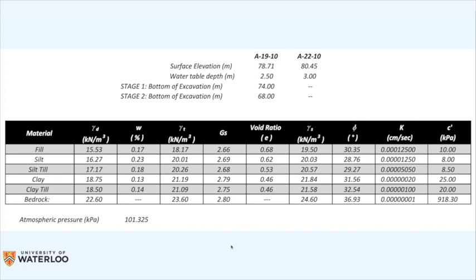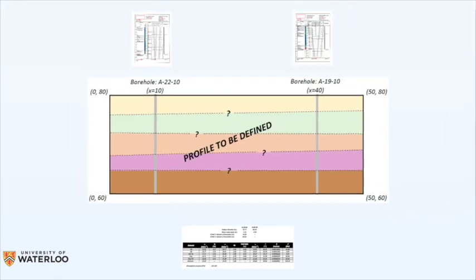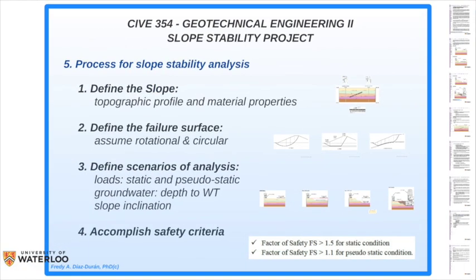But we have here dry unit weight, water content, total unit weight, specific gravity, void ratio, saturated unit weight, friction angle, permeability, and cohesion. All these are effective parameters. Okay? So we are ready for this part of the model. We have now defined the slope.